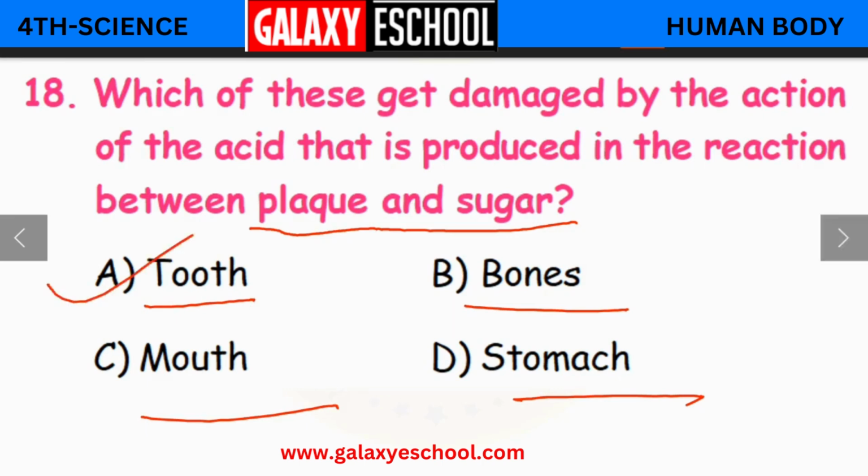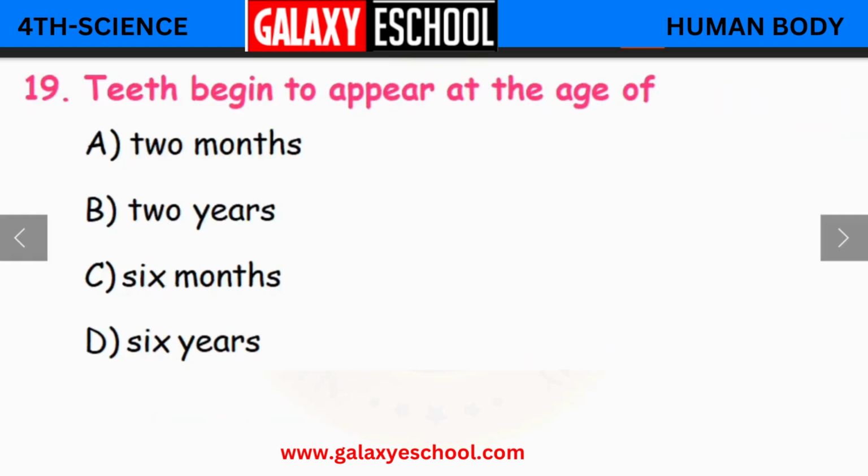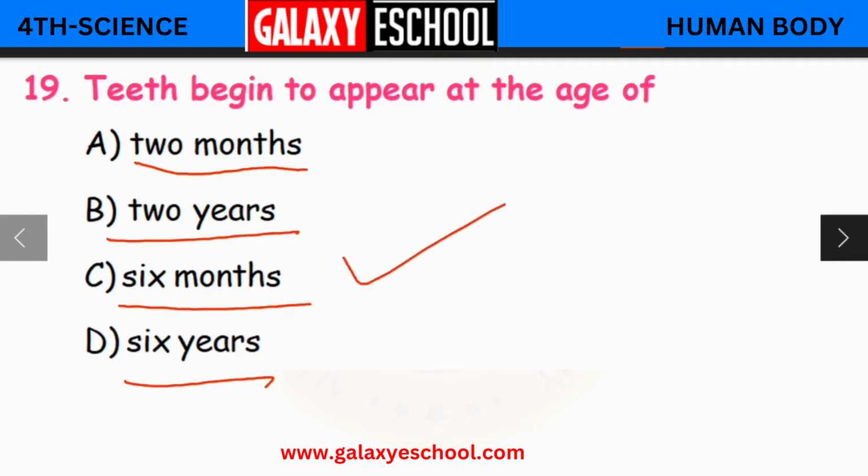Clear? Now 19th question, teeth begin to appear at the age of. So when do we get teeth? The starting of teeth. Okay, for a newborn baby, when do teeth start growing? Is it 2 months, 2 years, 6 months or 6 years? And the answer is 6 months.